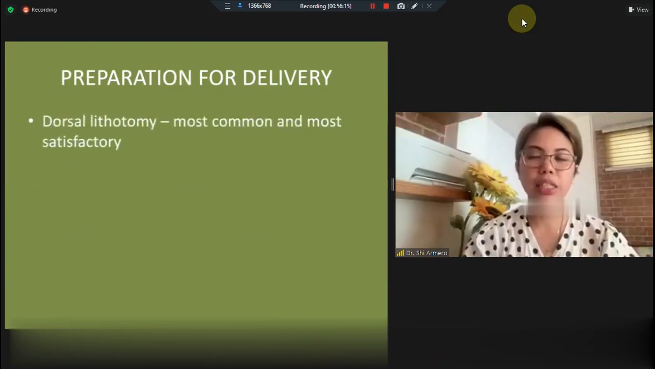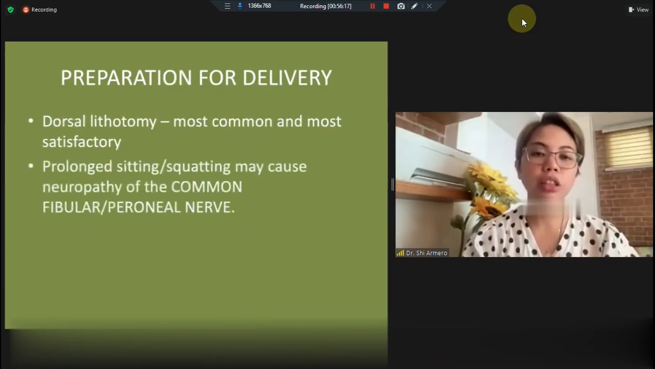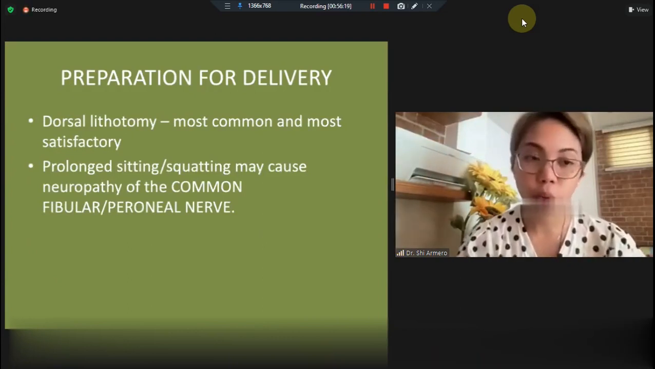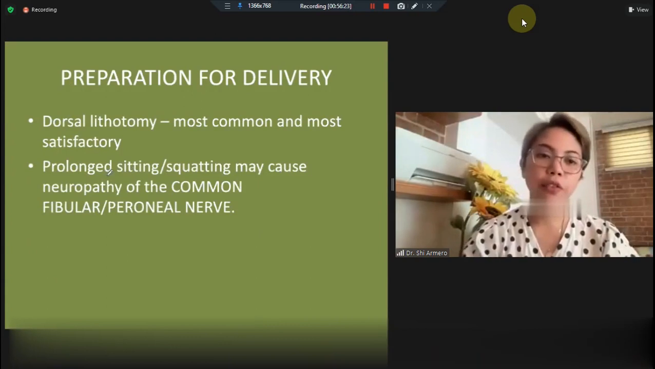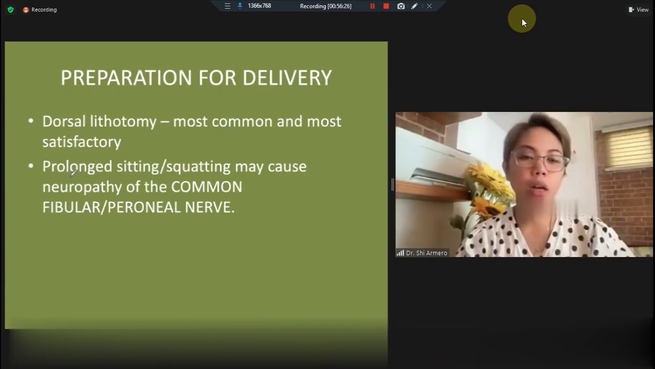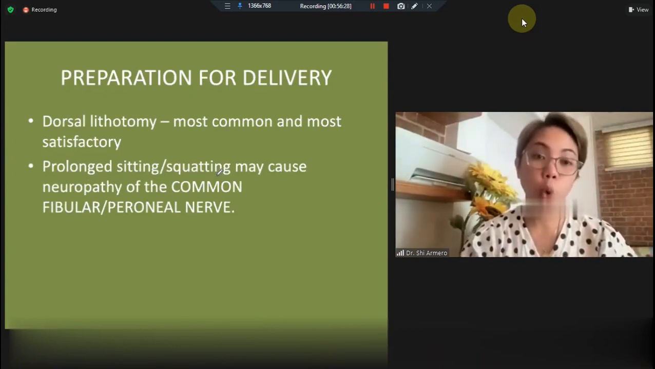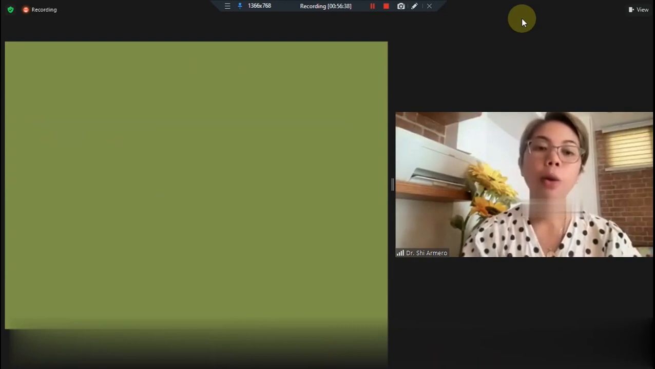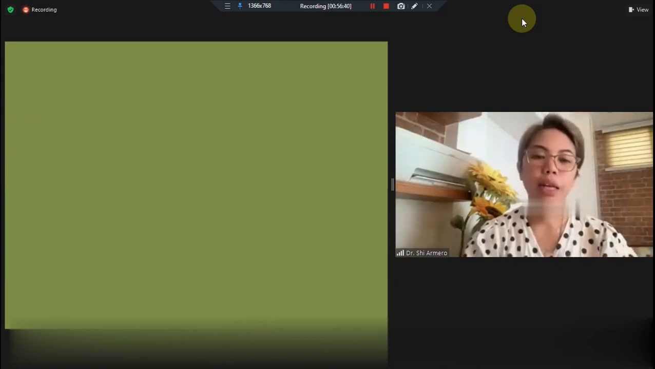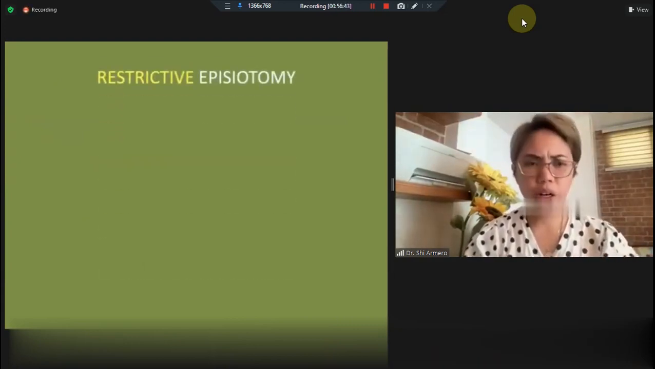So we prepare because she is 10 cm. Dorsal lithotomy is the most common and most satisfactory position. Just be mindful that if you let the mother sit prolonged or squat for a long time, there can be a neuropathy of the common fibular or peroneal nerve. It's the same nerve, just different names, fibular or peroneal, but referring to the same nerve. Again, prolonged sitting.